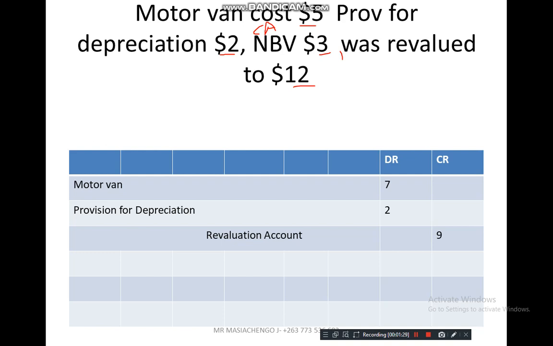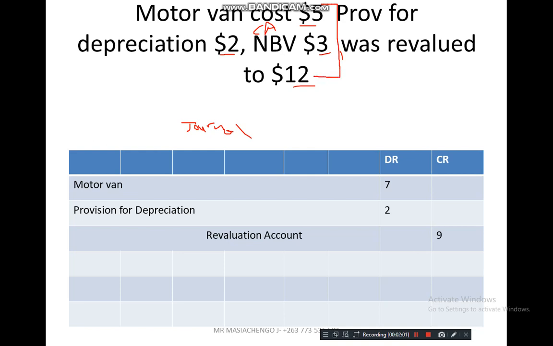This is the journal that we want to use for this lesson. Let's try to follow now. We are saying the motor van is an asset. When an asset increases, it means we are supposed to debit the asset. So what do you do? You compare the cost of the asset against the new value.